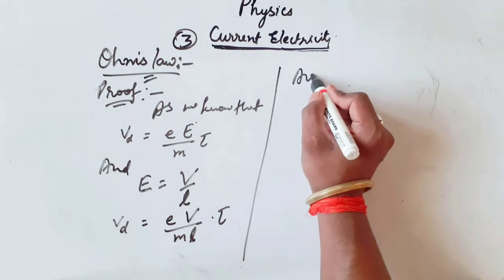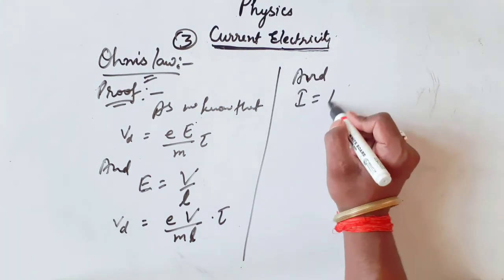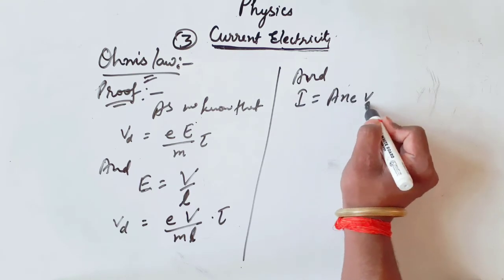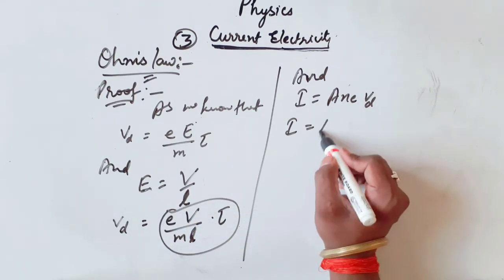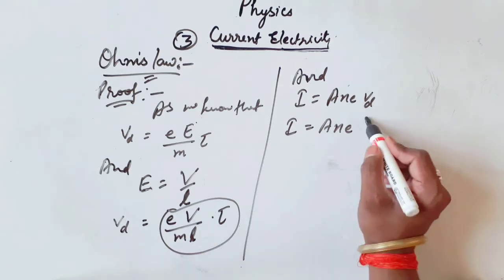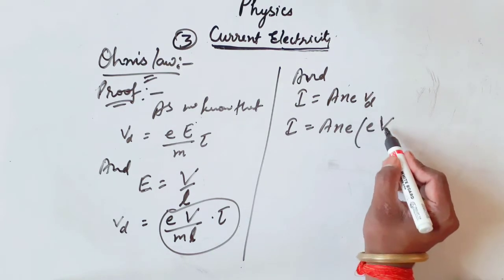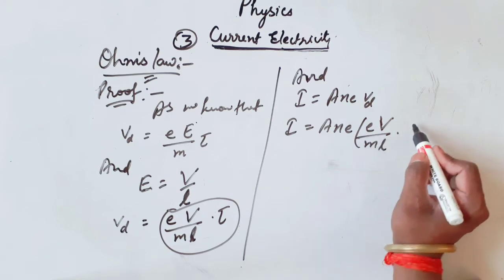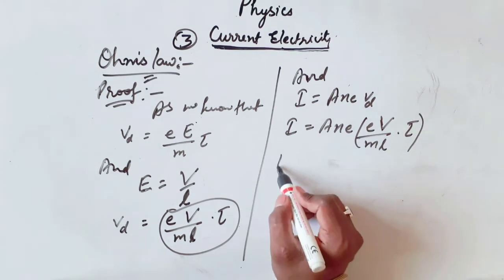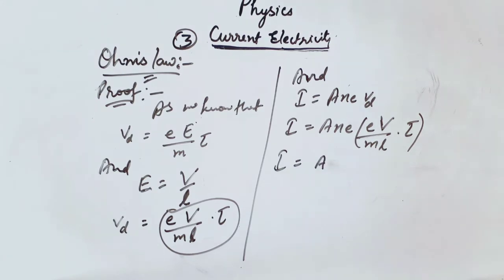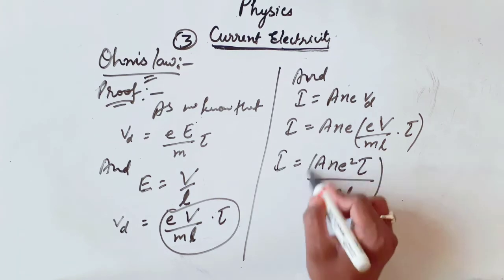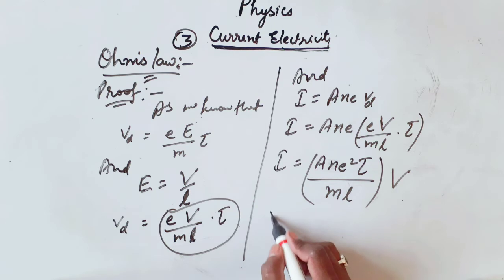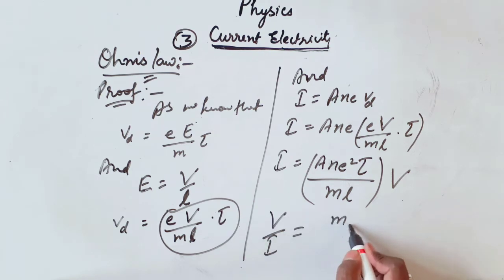And the electric current flowing through the circuit is equal to A N e Vd, which I have discussed. So in place of Vd, we will place this value. So A N e, and in place of Vd, we put e into capital V, meaning potential difference, upon m into L into tau. So I will be equal to A N e square into tau upon mL into V. So V upon I can be written as mL upon A N e square tau.